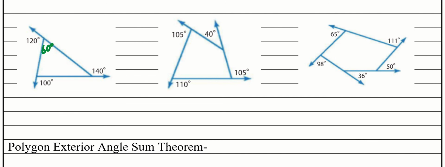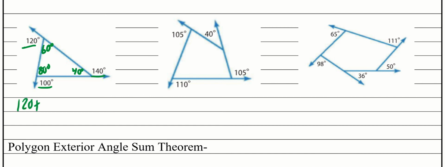I see a linear pair, so this would be 60, this would be 80, and this would be 40 here. And if I add all the angles on the inside, we've talked about that, that's going to be 180. Well, I notice I have my angles on the outside here, and this one's a little bit simpler. I don't need to find out how many triangles are in this because they're on the outside. So all I'm going to do is add them up.